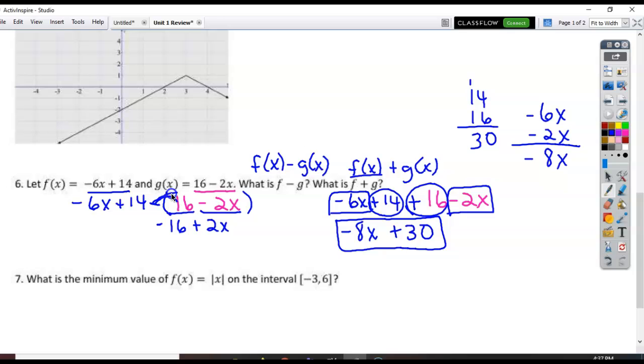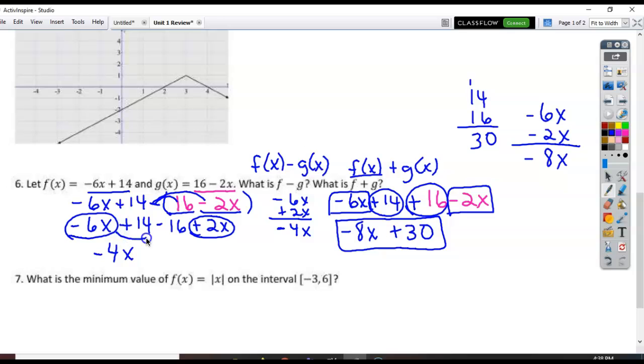Okay, distributing that negative. Then you can take off your parentheses and write the rest of the function equation down. Combining like terms, you've got a negative 6x and a positive 2x. So you have negative 6x, positive 2x. They have different signs, so subtract them. 6 minus 2 is 4. Keep the sign of the bigger. 6 is bigger, so it's a negative. Negative 4x.